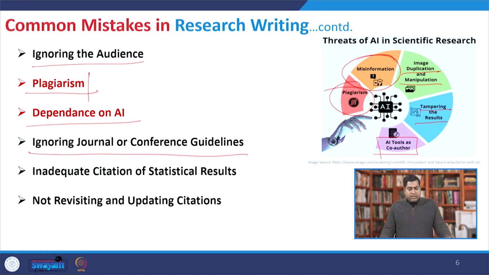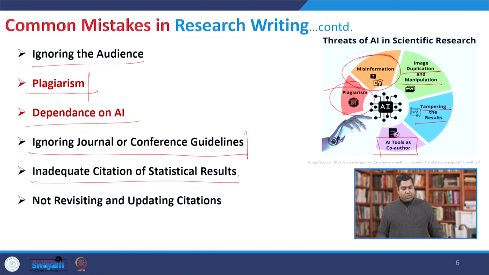Many a time we ignore the journal or conference guidelines, which may lead to a desk rejection. Whatever write-up I have may not be exactly the way a particular journal wants, so we have to modify it accordingly. It may be the referencing style, the section numbering, or very minor changes like the line numbers of the paper. So better you go for this. Ignoring that may also be a mistake.